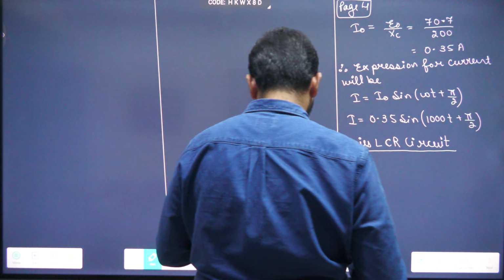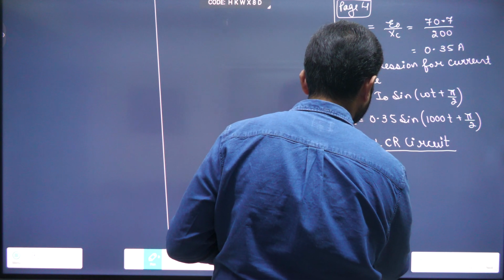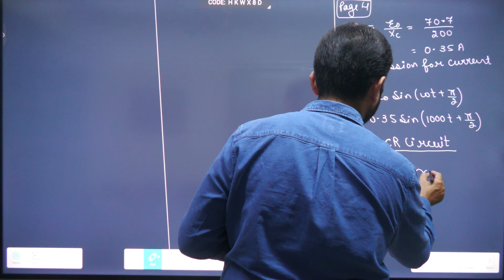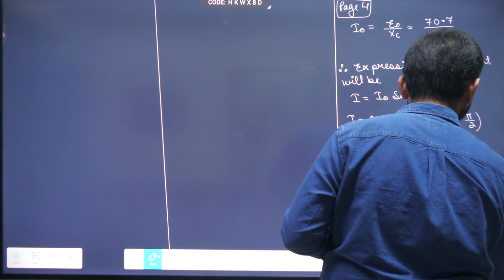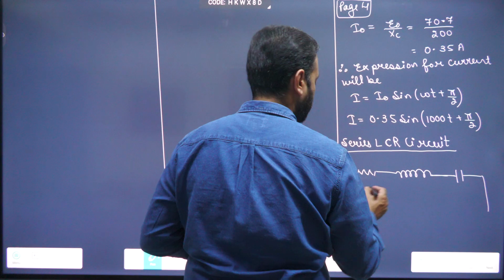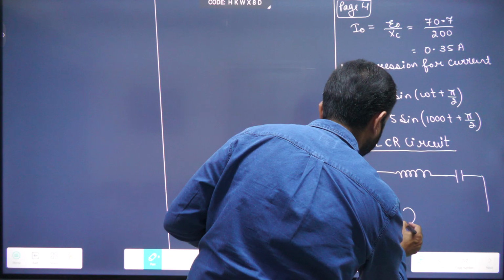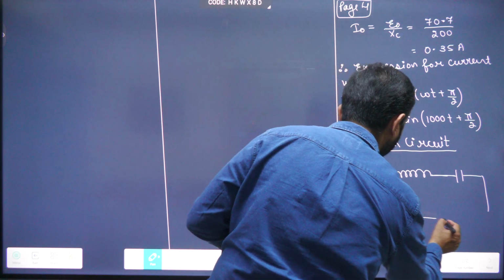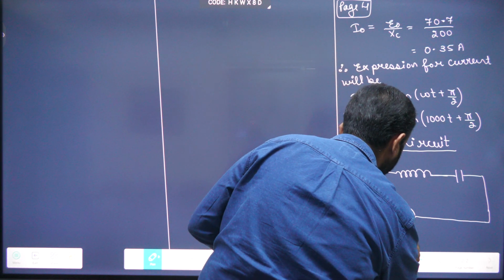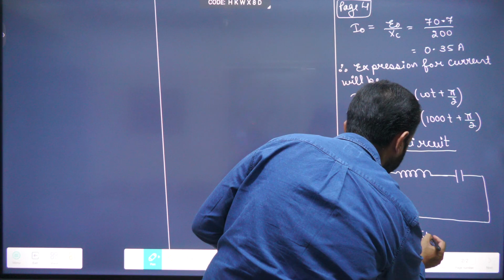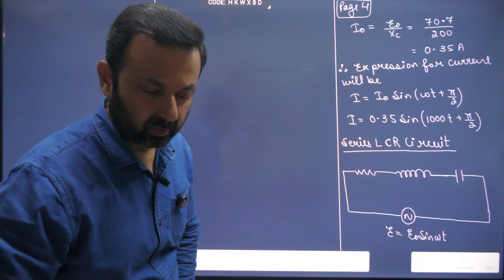So how is this circuit drawn? It is like this. First of all, we have resistance, then we have inductance, and after that we have capacitance. All these components are connected in series with each other. After that, here we have EMF, E is equal to E naught sine omega t.